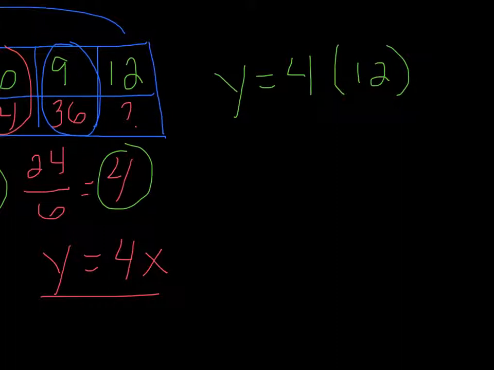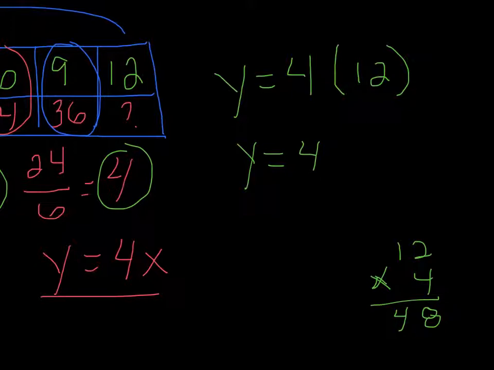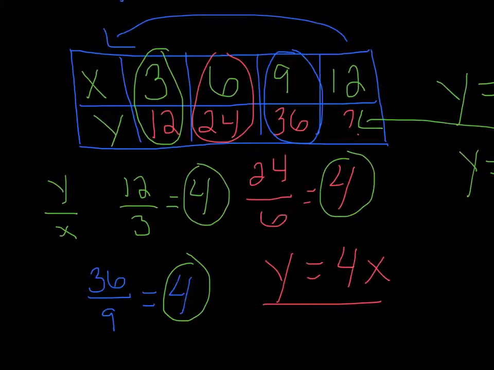So if I take 12 times 4, 2 times 4 is 8. 4 times 1 is 4. So my answer is going to be y equals 48. So this number here will go inside this box. So for every 12 input, I get 48 as an output.